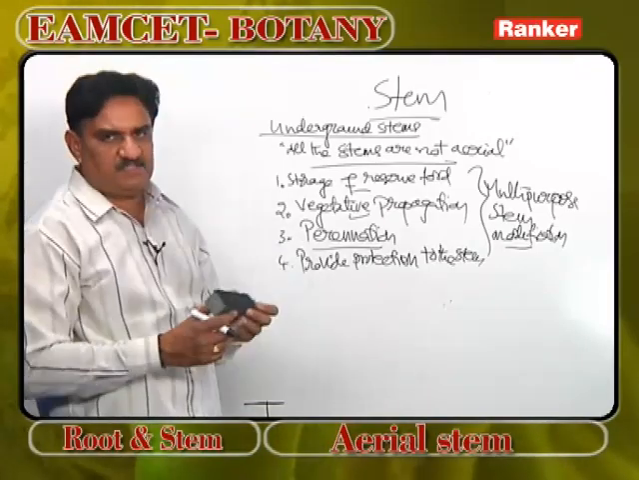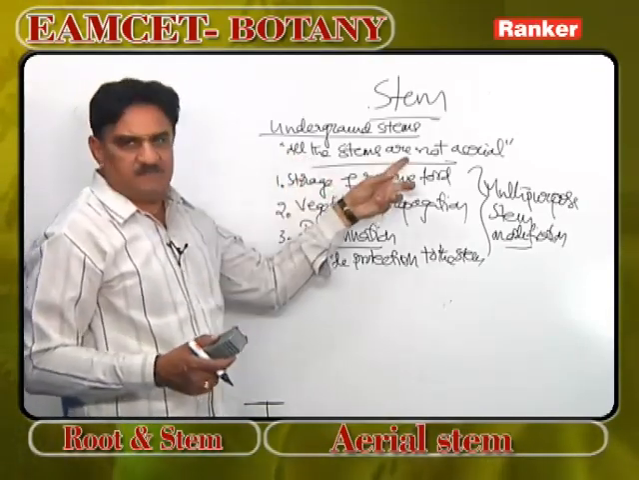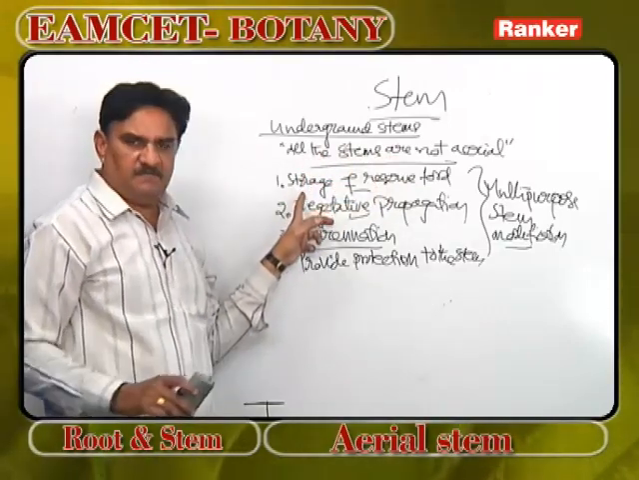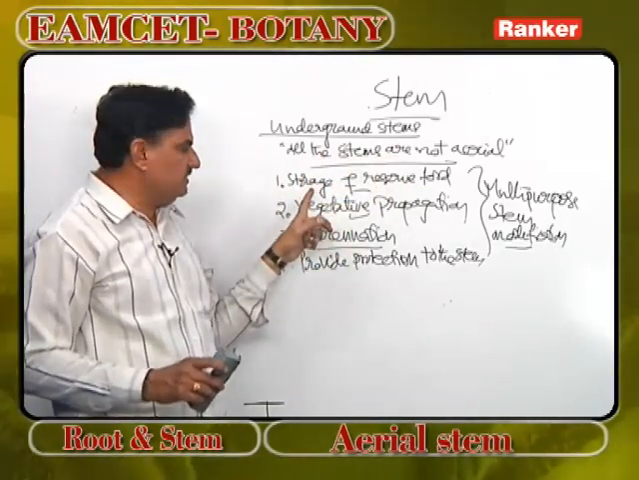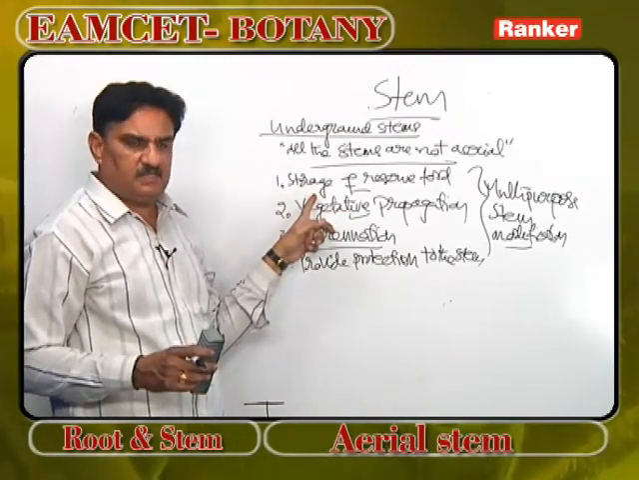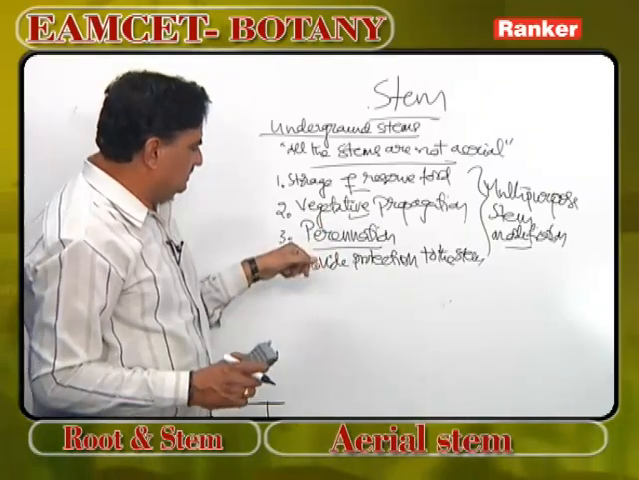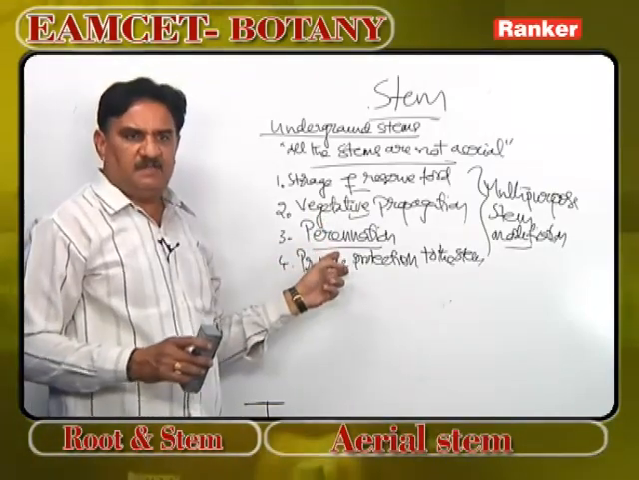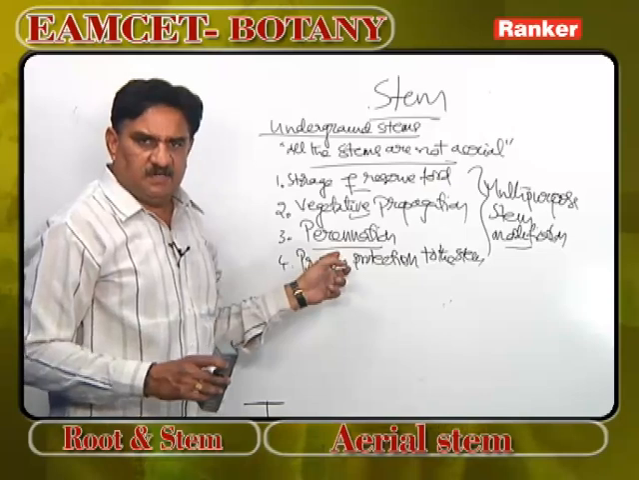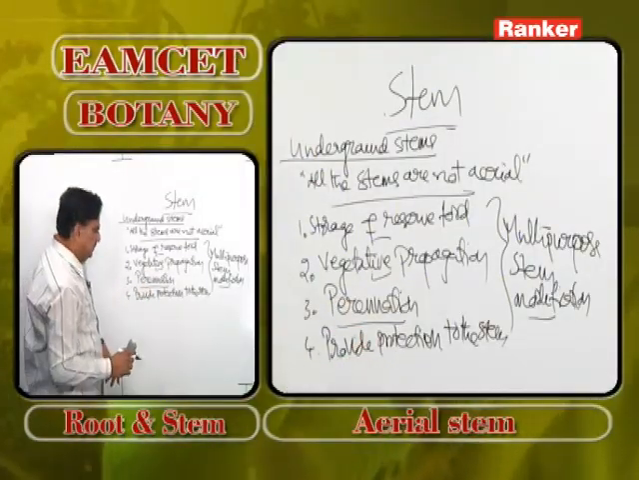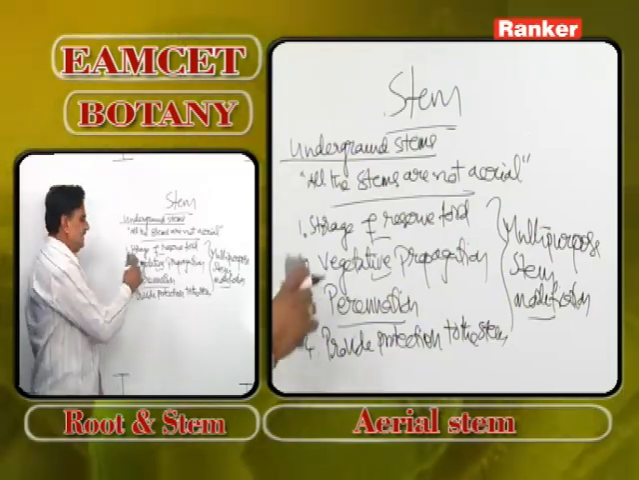So, what are underground stems? These prove that all these stems are not aerial. They perform different functions. That means one modification performs different functions. One is storage of reserve food, second is vegetative propagation, third is perennation. What is perennation? Living under the soil for many years and producing new plants only in particular seasons and providing protection to the main stem from grazing animals.